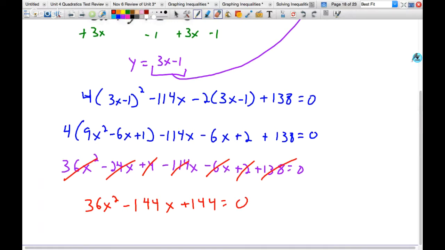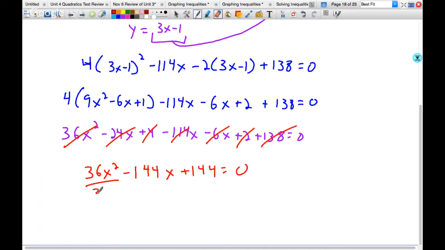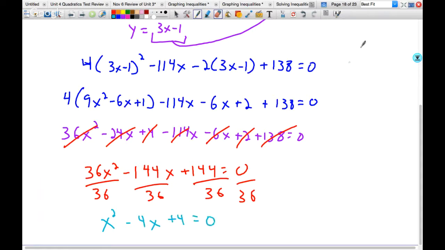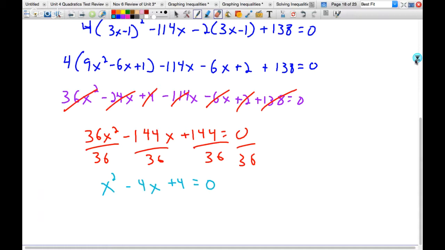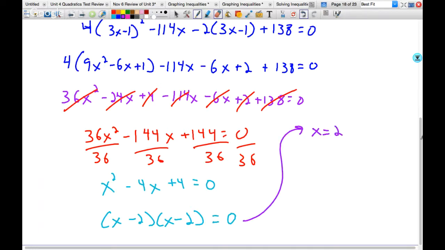At this point, I'm going to divide everything by positive 36, including the 0, but that's just going to be 0 still. So we get x squared minus 4x plus 4 equals 0. Is this factorable? Yes. We could do x minus 2 and x minus 2. That way they multiply to be positive 4, add to be negative 4. This gives us x equals 2.